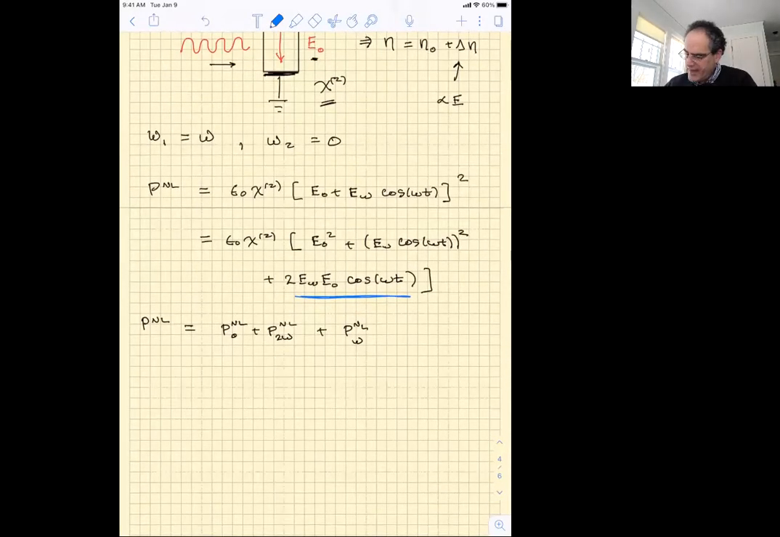And now let's see why that third term is important. The reason it's important is that this term, combined with the linear term, produces a change in the index of refraction. Let's see how this works. Let's look at the total polarization at frequency omega.